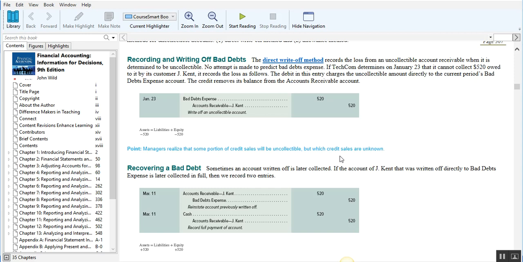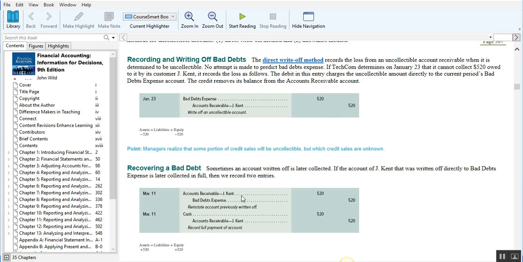So the allowance method is actually the preferred method for accounting, but it's okay if a business wants to use this direct write-off approach. So if they do, they don't actually set up an allowance ahead of time. They don't really calculate what they expect to have in uncollectible accounts, but what they do is that they actually write it off. When they write off a customer's account, they just put it in bad debt expense. So directly to bad debt expense, $520 for the customer, J. Kent, who didn't pay their account.